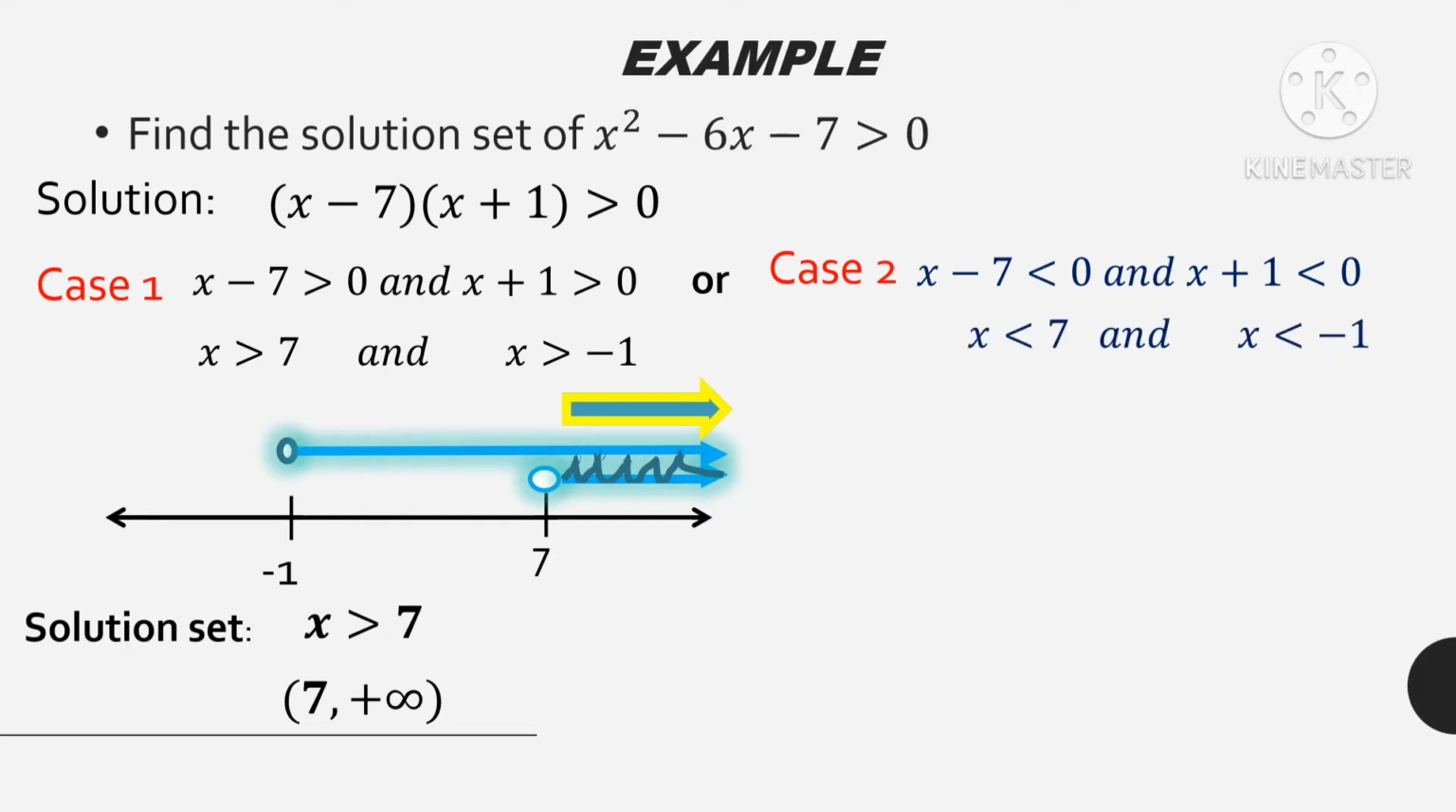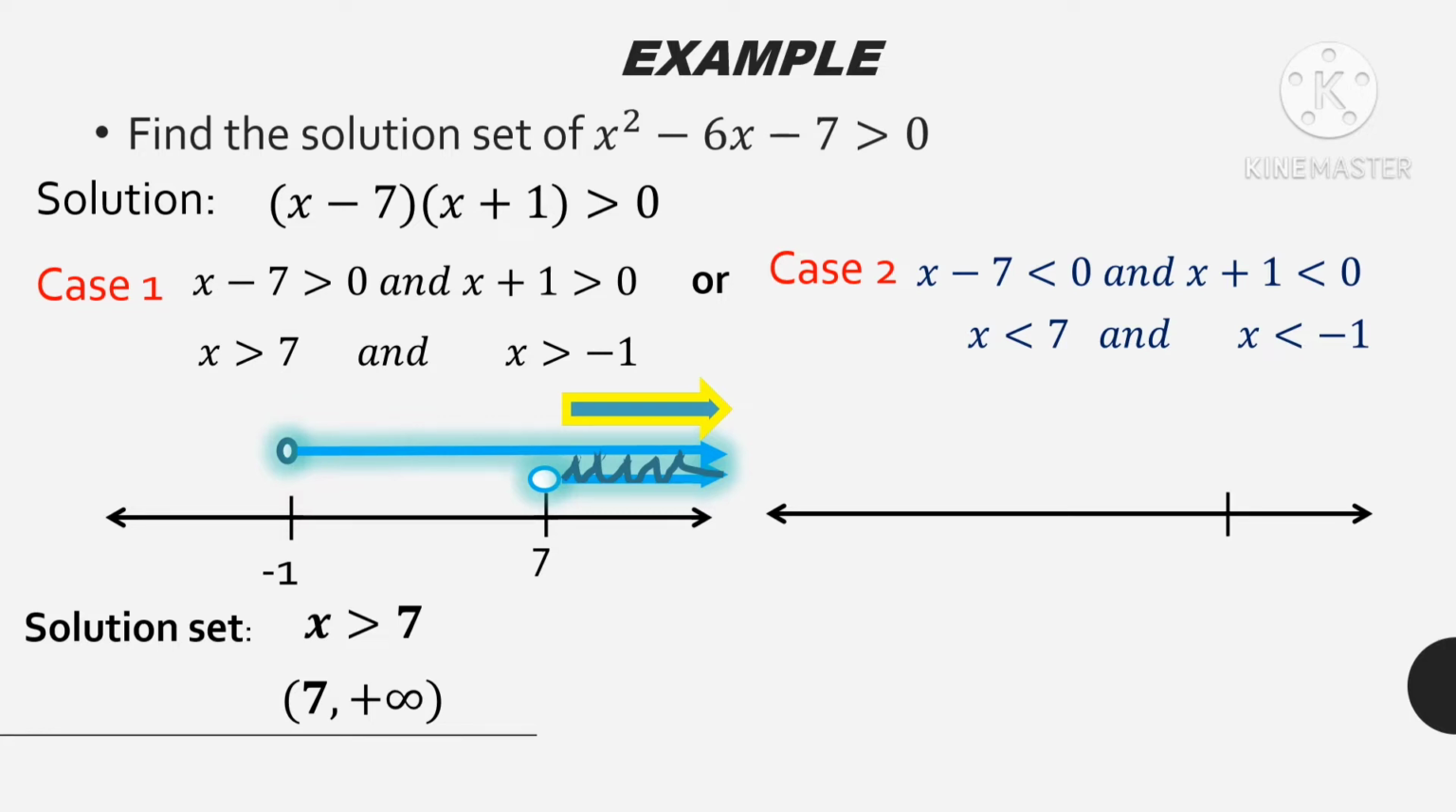If they are both negative, we'll also solve the inequalities. So we have x less than 7: we transpose negative 7 to the right side, so positive 7. And for this one, we transpose positive 1 to the right side, so we have negative 1. Then we also have to find their intersection. So let us draw a number line graph.